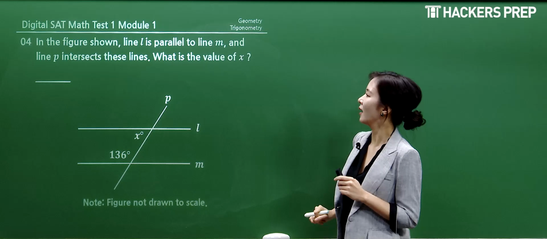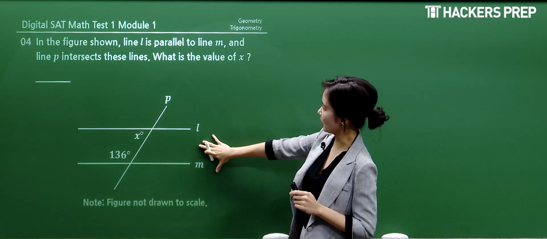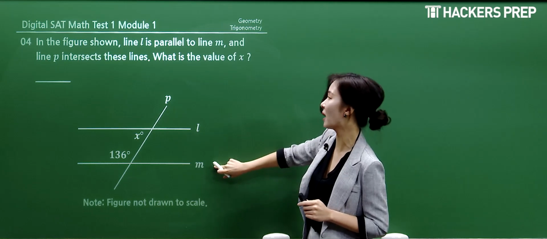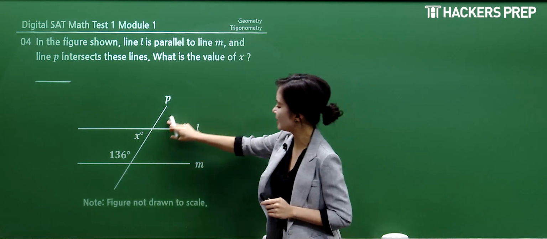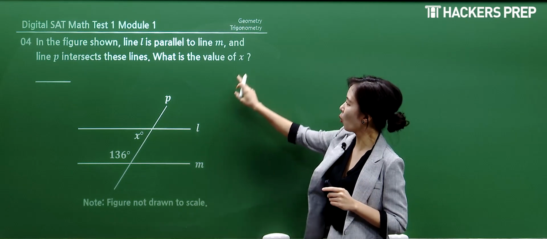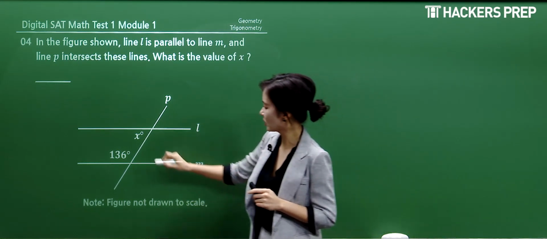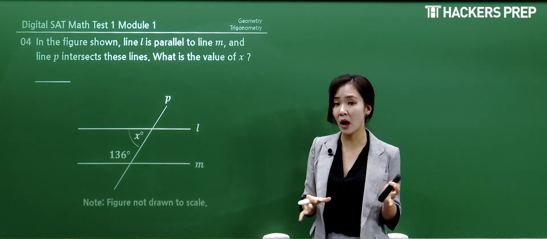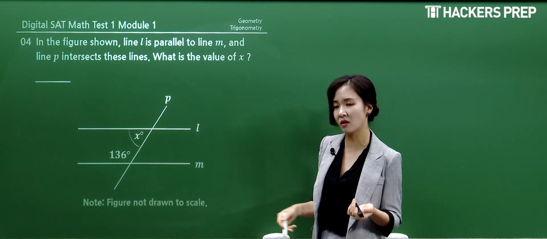Question 4. In the figure shown below here, line L at the top is parallel to line M at the bottom, and line P, this line intersects these two parallel lines. What is the value of x? And they're referring to the angle here. Just a concept review about transversal lines and parallel lines.